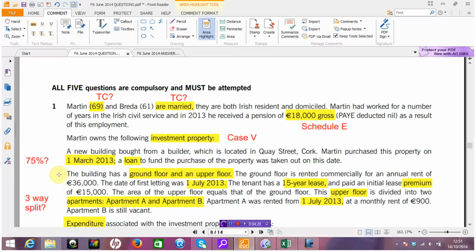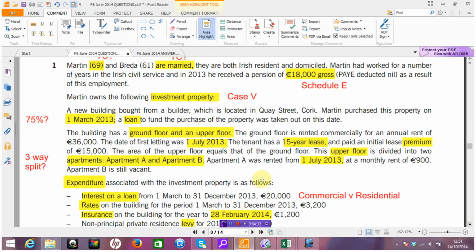Now, what we see about this property in this paragraph here, I'll just take you through the basics of it, is that in effect there is a 3-way split.